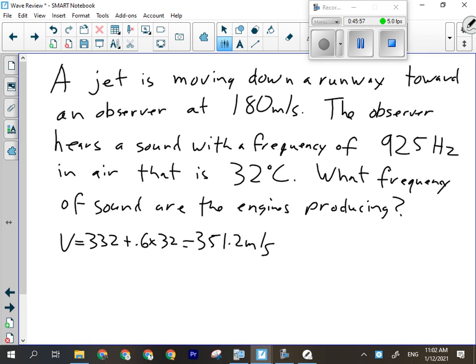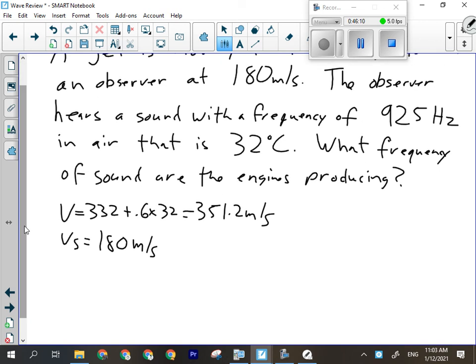All right, so now we've got V. We are told Vs, the speed of the source, is 180 meters per second. We're told it's approaching, so we know we're going to subtract on the bottom, and we know that the perceived sound, what the observer hears, or F, is 925 hertz. So there's the information we're given.